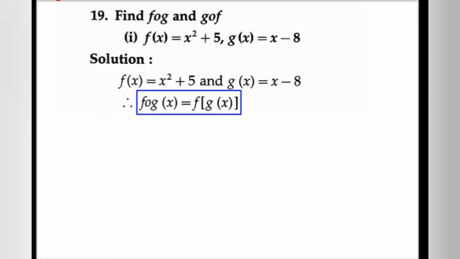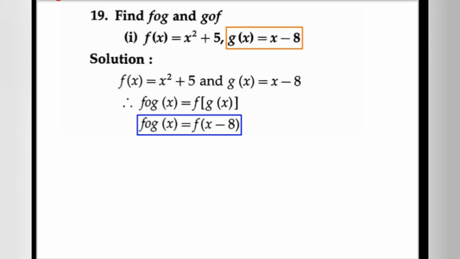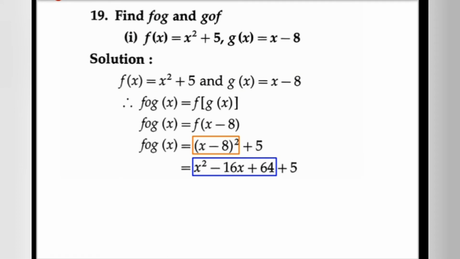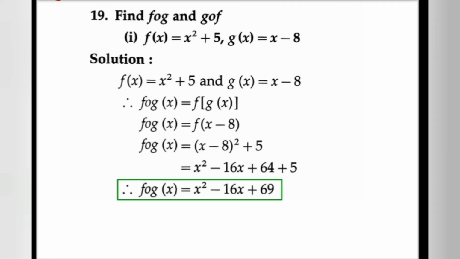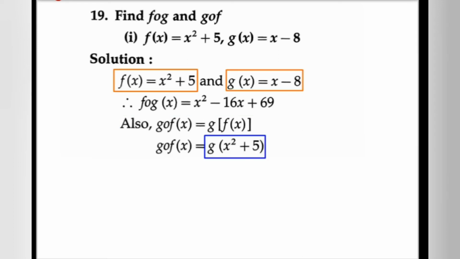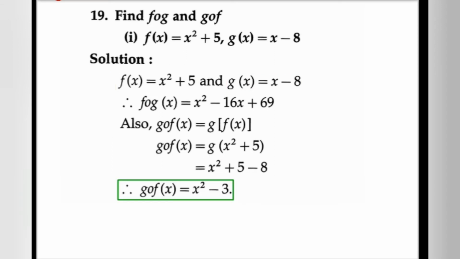Therefore, f of g of x would be f(g(x)), that is f(x minus 8), which is (x minus 8) whole square plus 5, which is x square minus 16x plus 64 plus 5. So f of g of x would be x square minus 16x plus 69. Also, g of f of x would be g(f(x)), that is g(x square plus 5), that is x square plus 5 minus 8. So g of f of x would be x square minus 3.